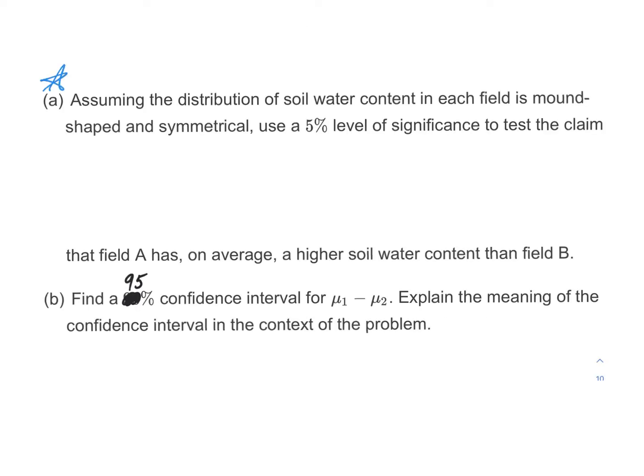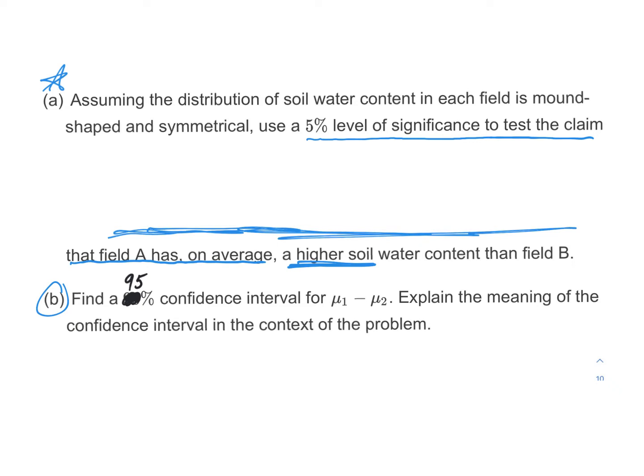First of all, question A. Assuming the distribution of soil water content in each field is mound-shaped and symmetrical, which means it's normal, we're going to ask you to use a 5% level of significance to test the claim that field A has on average a higher water content than field B. A higher than B, which is a greater than problem. We'll come back to question B in a moment.